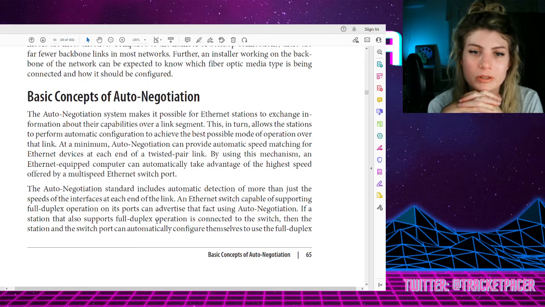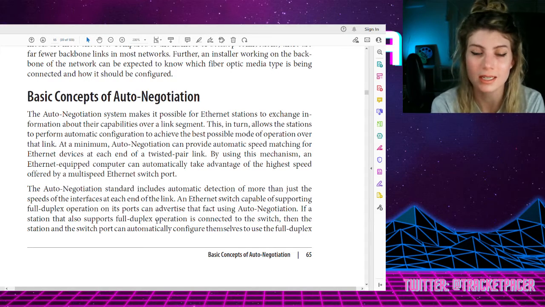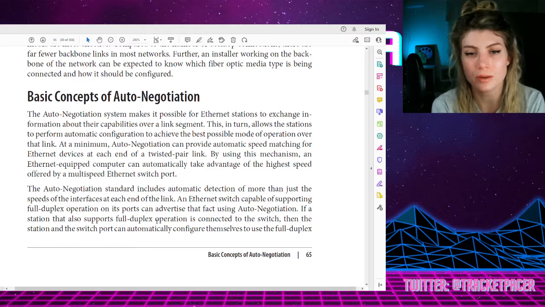The auto negotiation system makes it possible for Ethernet stations to exchange information about their capabilities over a link segment. This in turn allows the stations to perform automatic configuration to achieve the best possible mode of operation over that link. At a minimum, auto negotiation can provide automatic speed matching for Ethernet devices at each end of a twisted pair link.